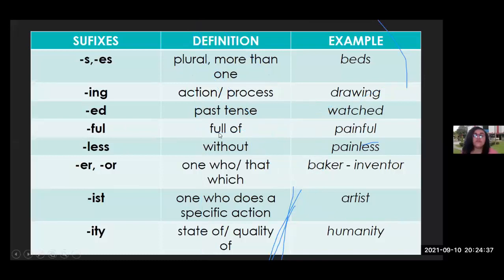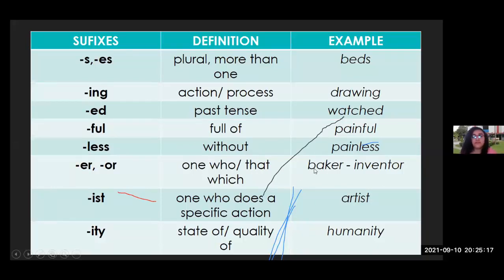Right. Full means full of. The root word pain, if you add the suffix full, it means that the pain is deep. You feel it very, very hard. So painful, full of pain, right? Less means without. For example, pain. Now you have pain, but if you add the suffix less, there's no pain anymore. So painless, no pain.